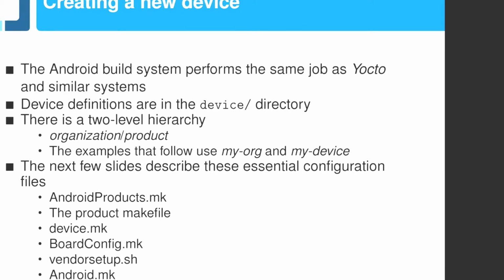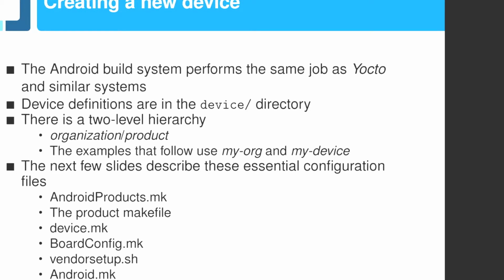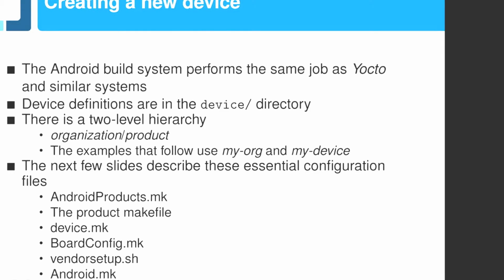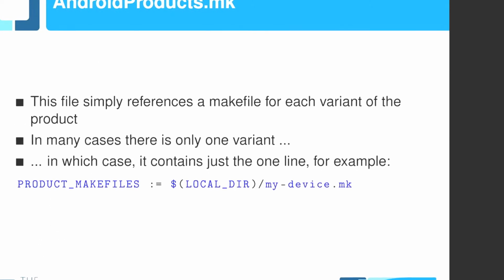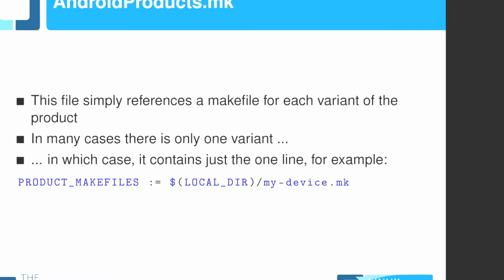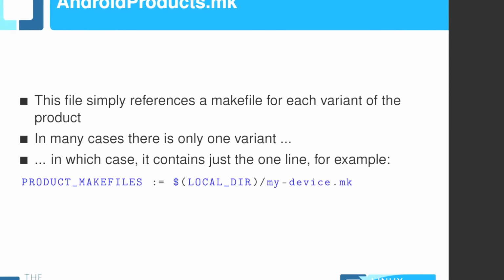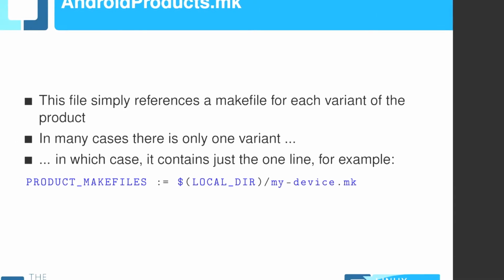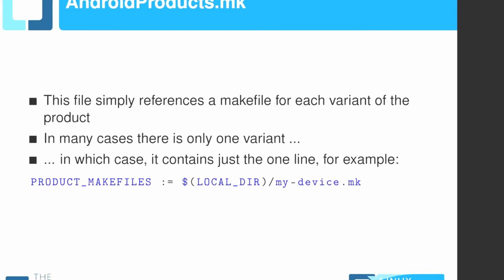Within that directory, there are 5 files that are essential, and I'm going to step through those fairly quickly. In the class, we go through these in much more detail. Okay, the first one, the top level, is a file called androidproducts.mk. In this example, we're just going to have a one-liner in here which references the one product we are making. So we have product_makefiles equals local dir my device.